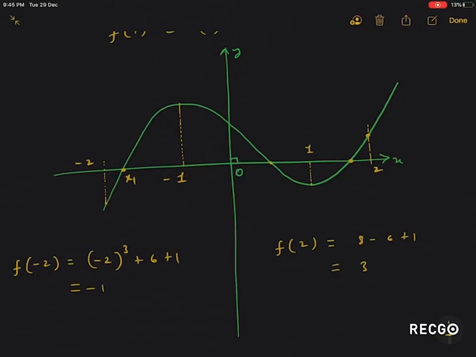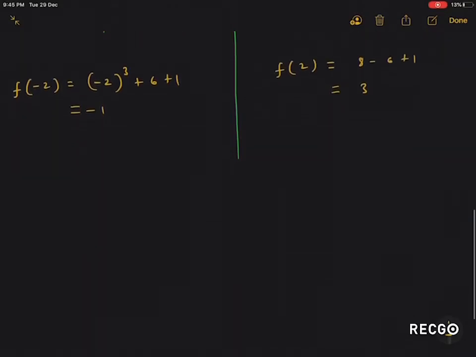we cannot directly find the value of x1, x2, x3 from the graph, but we can at least approximate the range in which x1, x2, x3 lies, and from the graph it is very clear that x1 is lying between -2 and -1, x2 is lying between -1 and 1, and x3 is lying between 1 and 2.